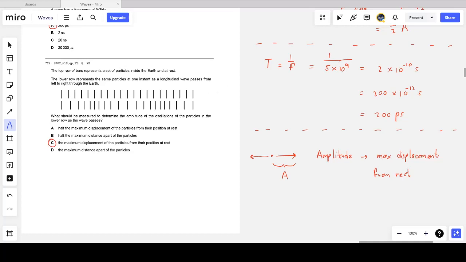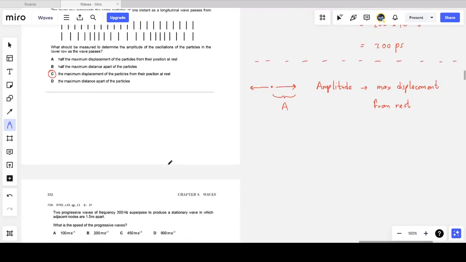So we didn't have to try and understand the entire picture or the entire scenario, but we do need to know that definition of amplitude as a quantity.